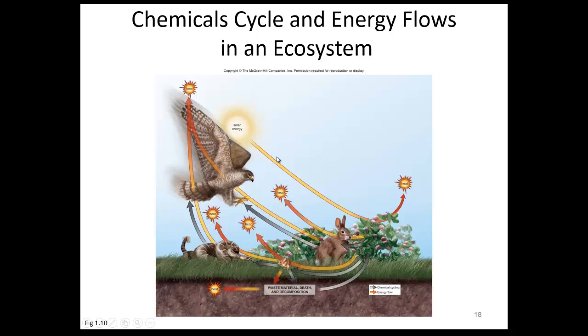Another concept in biology is that chemicals flow through a cycle. So we know that the sun produces energy and the plants use that energy to make glucose. So they convert that solar energy into chemical energy. And then when the rabbit eats that glucose produced by the plant, that energy flows into the rabbit. And then if that rabbit is eaten by this hawk, that energy from the rabbit flows into the hawk.